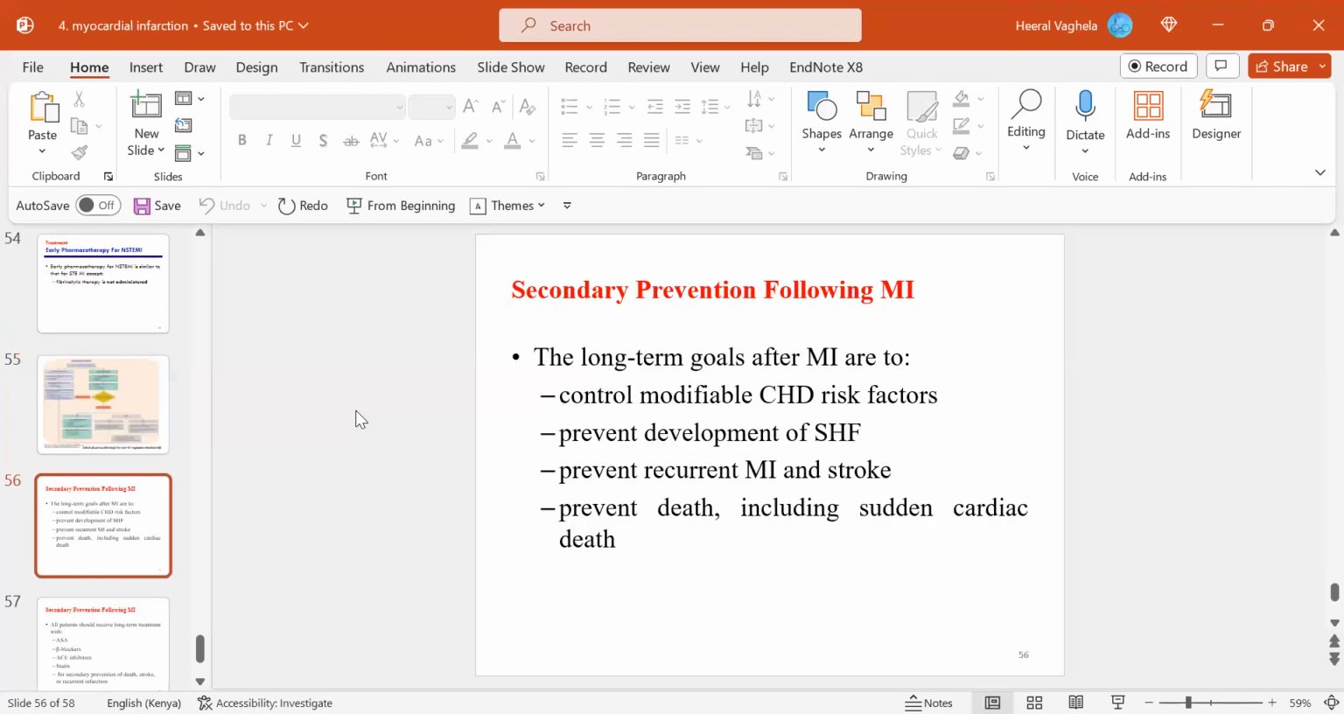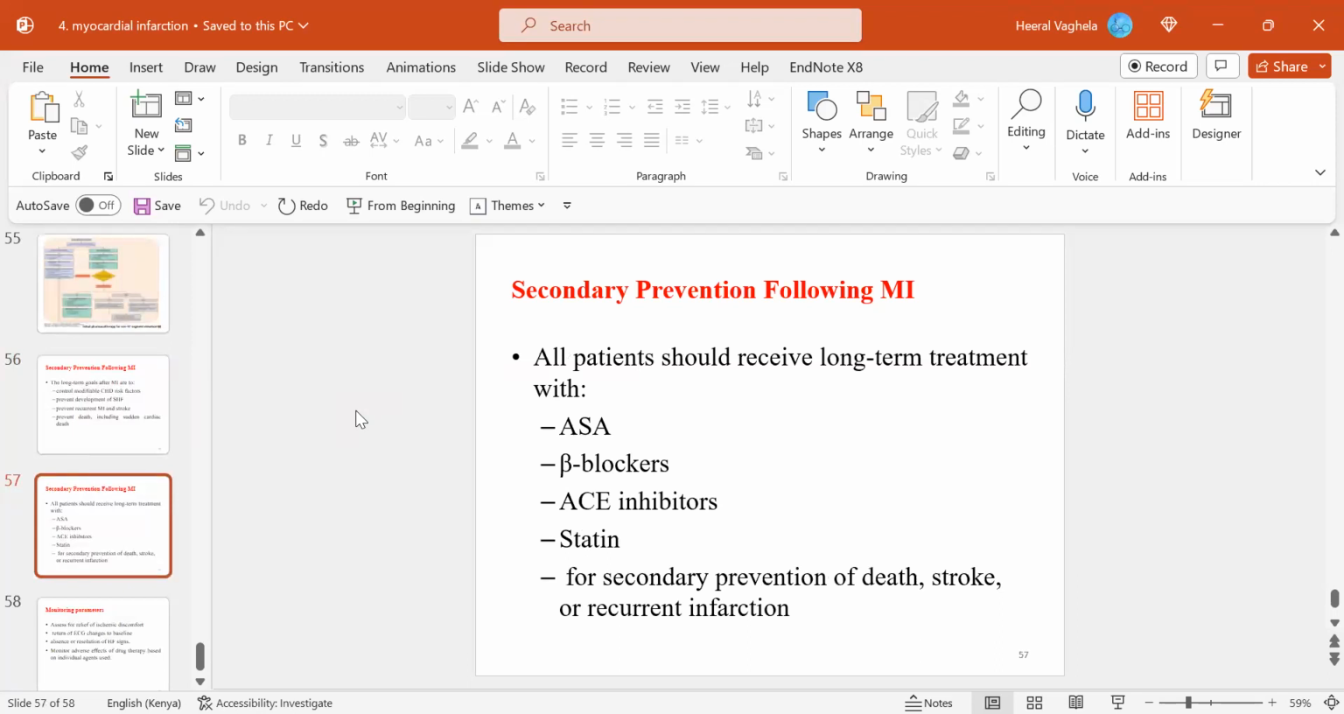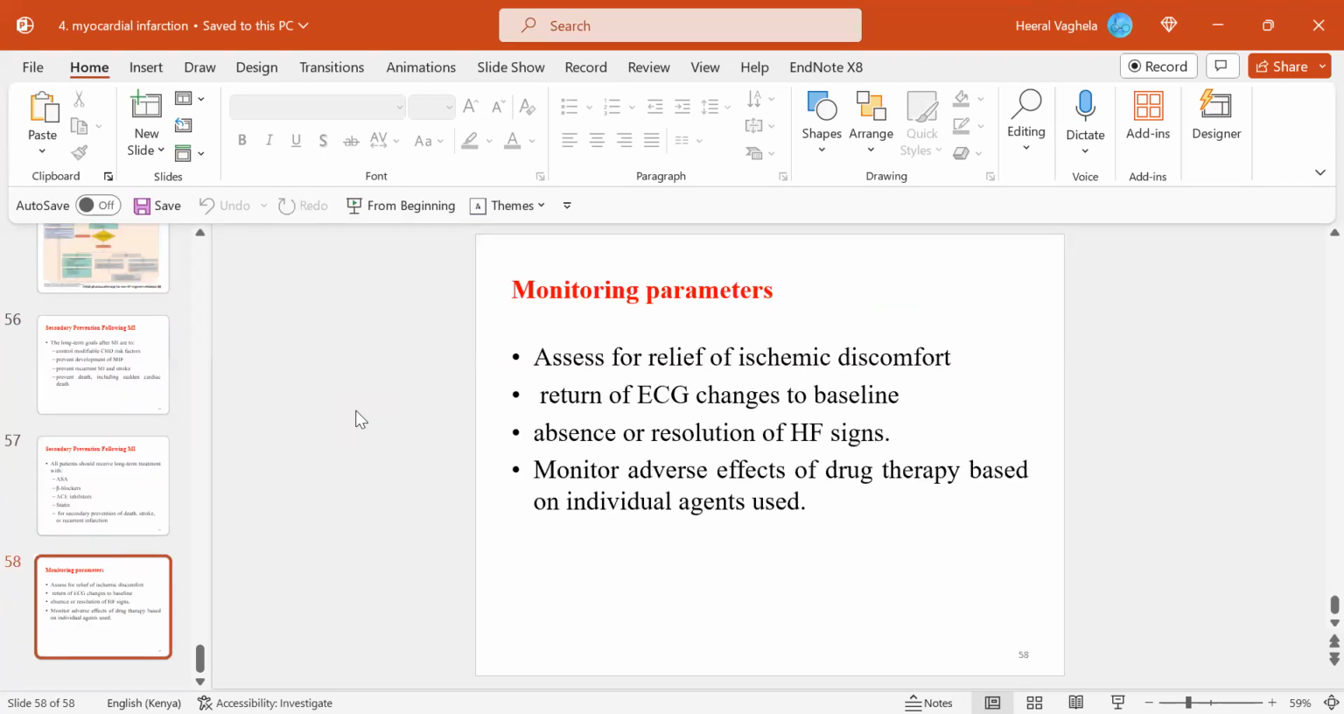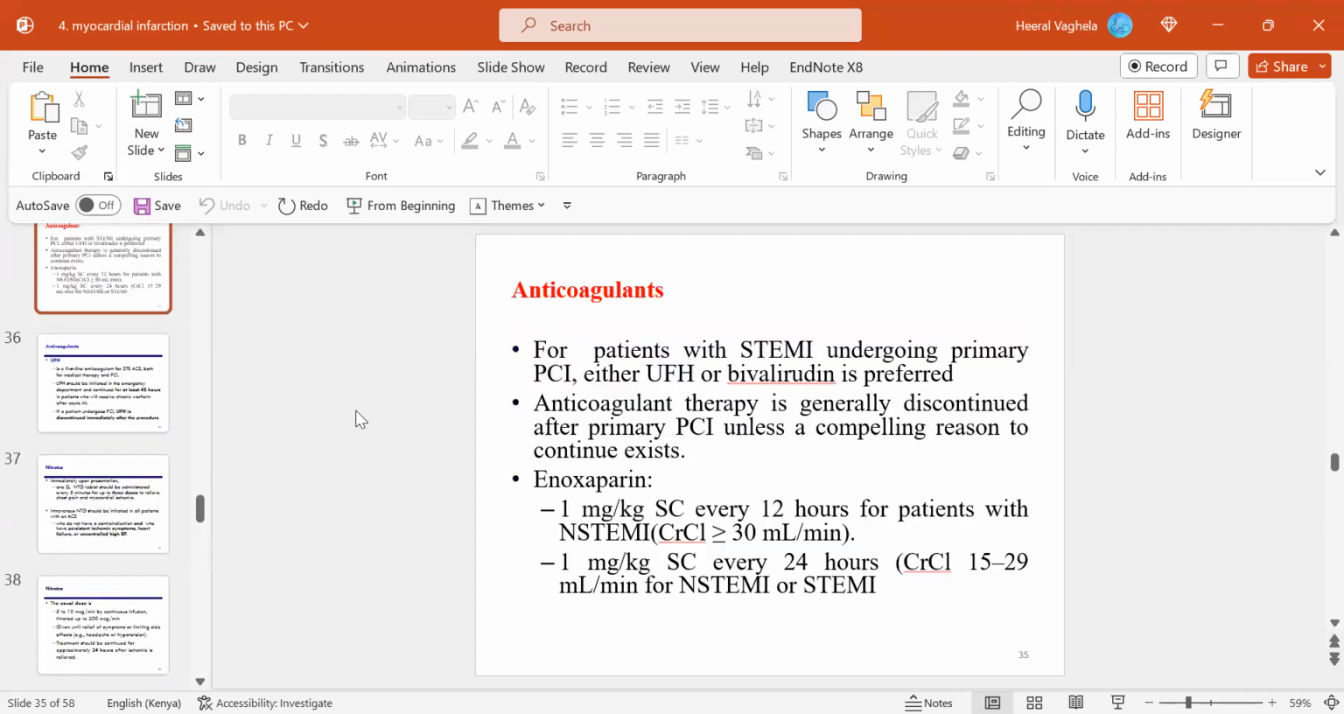So for NSTEMI, the treatment is similar to what we saw in ischemic heart disease. Then when we're talking about secondary prevention, there's just long-term treatment with aspirin, beta blockers, statins, of course, because you don't want more atherosclerotic plaques, and ACE inhibitors. I think that's for myocardial infarction. Anything else that you guys can add, or any clarification questions?